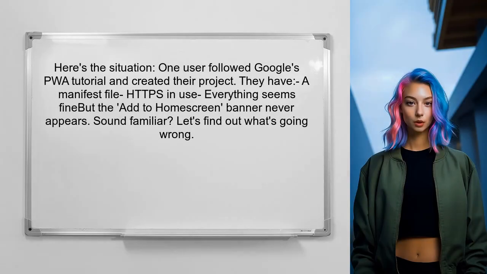Here's the situation. One user followed Google's PWA tutorial and created their project. They have a manifest file, are using HTTPS, and everything seems fine. But despite all this, the Add to Home Screen banner never appears. Sound familiar? Let's find out what's going wrong.